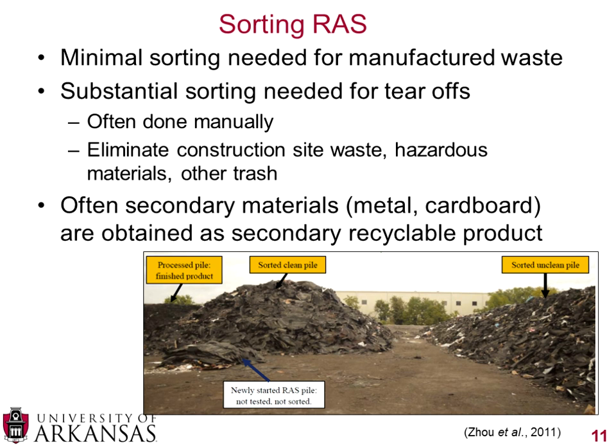And you can see in this picture here, there's 4 stations to this RAS production. You have a newly started RAS pile on the left. There's been no testing done on that. That's things that was just delivered. On the right is a sorted pile, but it's unclean. So there's quite a bit of material still in there, non-RAS material. In the center is a sorted clean pile. So in theory, that should only have shingle material. There's no other material in there.